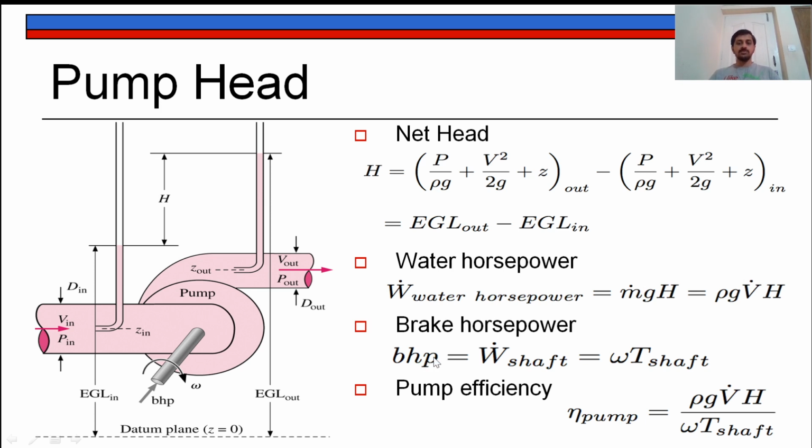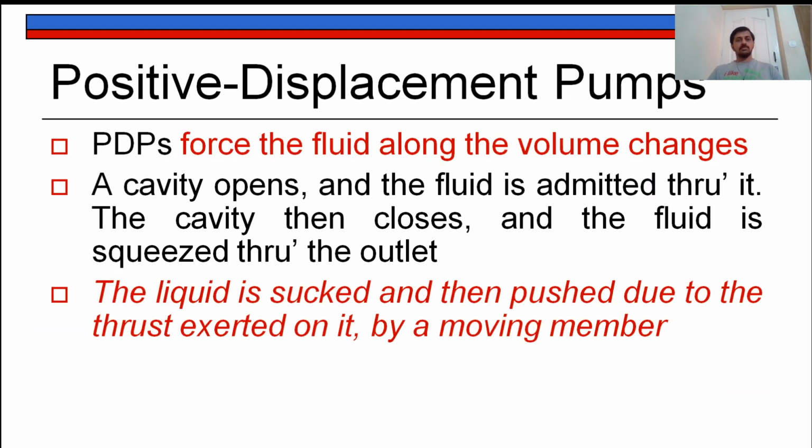Now the brake horsepower, that is the shaft power. This is the shaft. The mechanical energy is given by omega times T of the shaft. Omega is the angular velocity, T is the torque of the shaft. The pump efficiency is the ratio of output to input. This is the output, the water horsepower, and this is the input which should be given to the pump shaft via a motor, an electric motor. Clear? Yes.